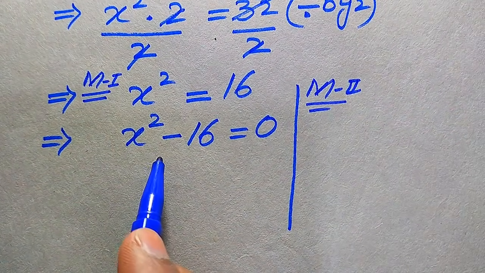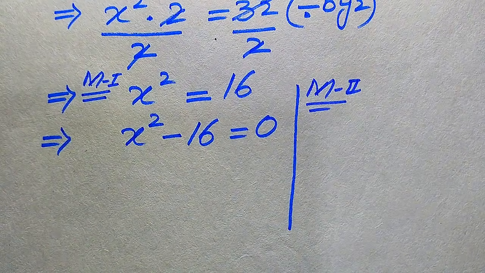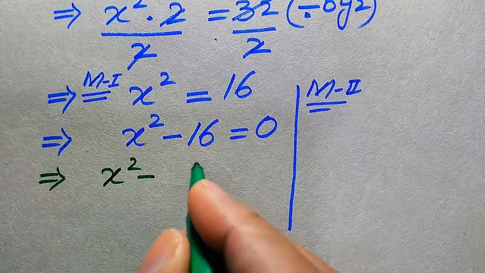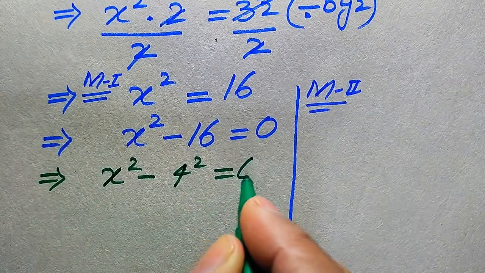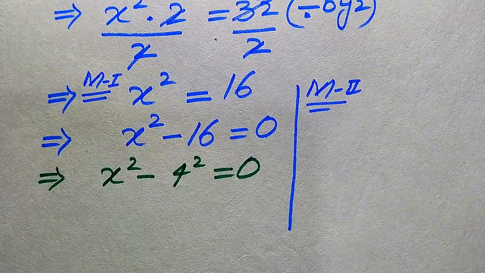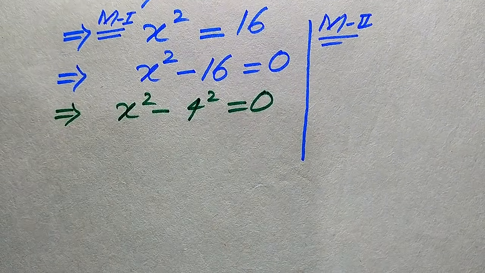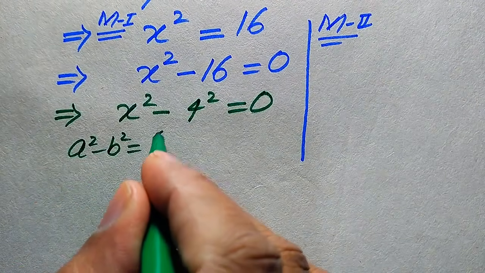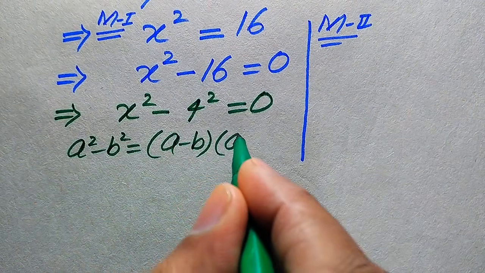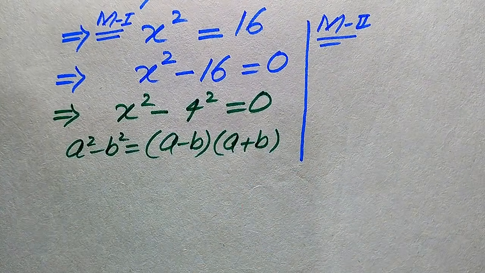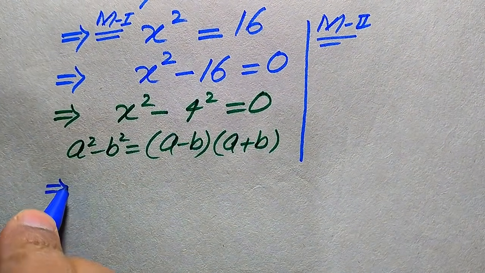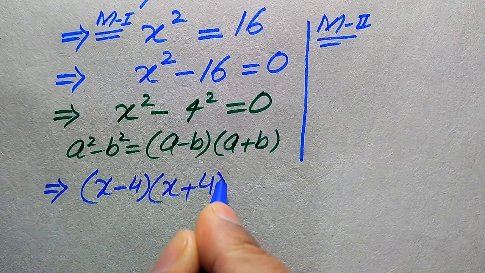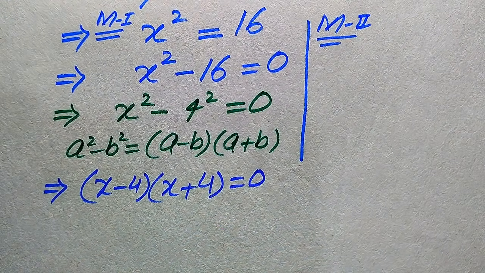So here you see that in the left hand side we need to rewrite this equation as x square minus, we write 16 as 4 square, and this whole equation is equal to 0. And here we use the nice algebraic formula you know about: a square minus b square is equal to a minus b times a plus b. So when we apply this formula to the left hand side it will be written as x minus 4 times x plus 4, and this whole equation is equal to 0.